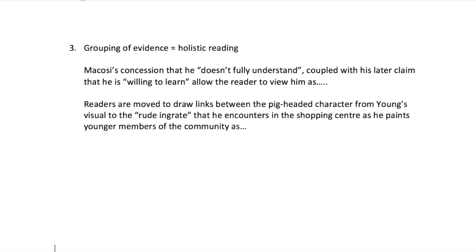We can see with the second one here: "Readers are moved to draw links between the pig-headed character from Young's visual to the rude ingrate that he encounters in the shopping centre as he paints younger members of the community as..." So in that example we're looking at an element of the picture, pretending that there is a pig-headed character in the visual, and then looking at a quote that described a pig-headed sort of individual and putting them together to show how the visual complements the language that's there. It's not just a standalone thing that's been analysed on its own.